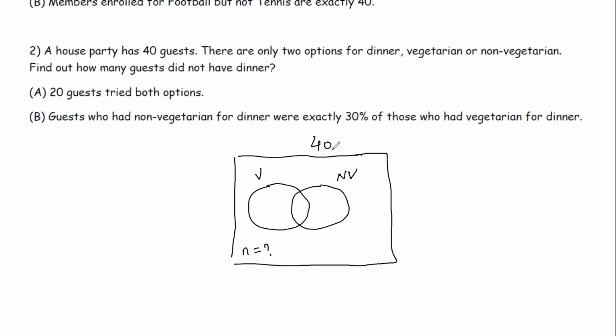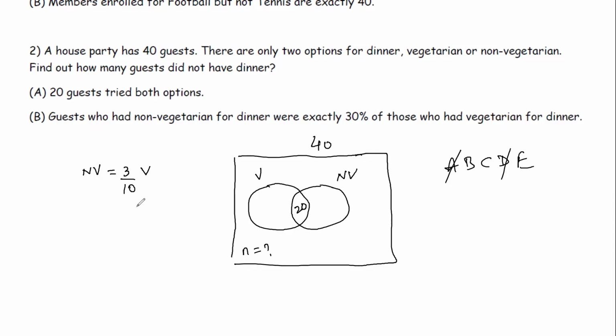And there are 40 guests. So N is what we need to find out. 20 guests tried both options. That means 20 is in the middle. It doesn't tell us anything about A or B, nothing. So A is out, D is out. Now, guests who had non-vegetarian for dinner were exactly 30% of those who had vegetarian for dinner. So 30% is 0.3, 3 by 10.